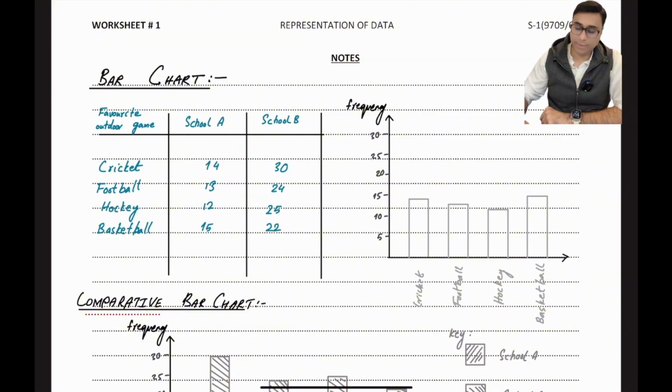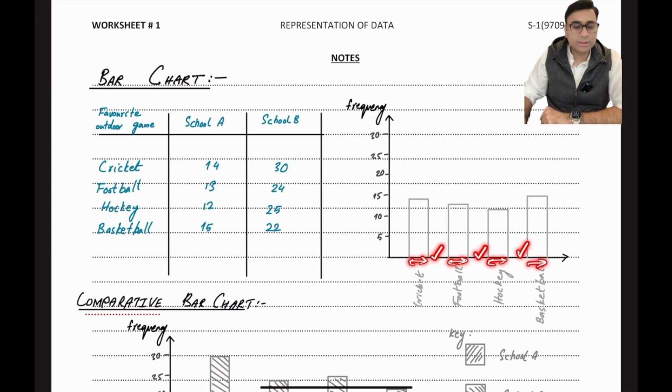So if I have to make a single bar chart, I'll label one as cricket and I'll make its vertical height equal to 14. And then for football, it's going to be 13. And then for hockey, it's going to be 12, and so on and so forth. You have to make sure that the width of each bar is consistent, and also all of these bars should have gaps between them, and those gaps are also consistent.